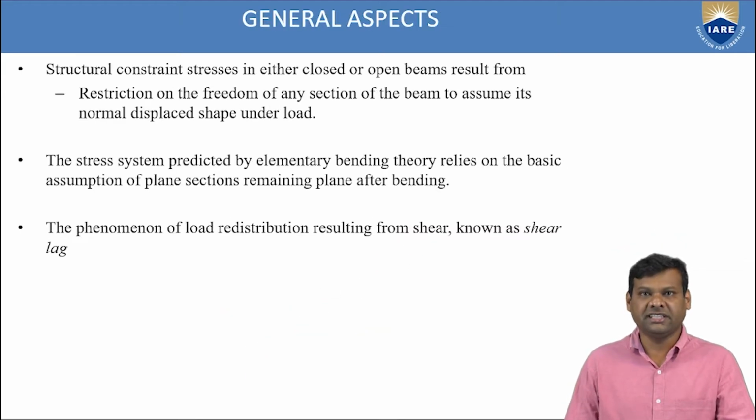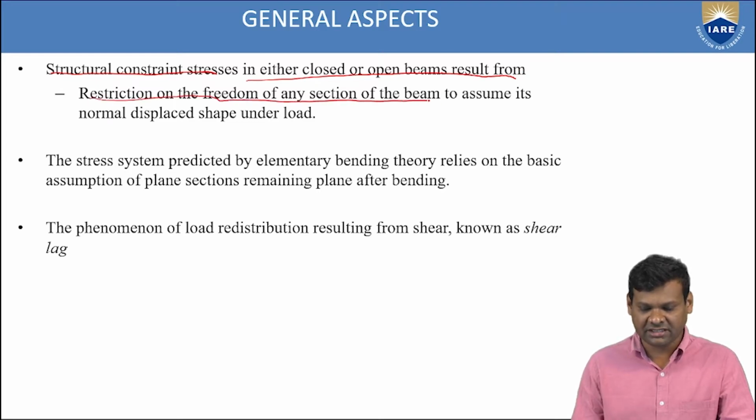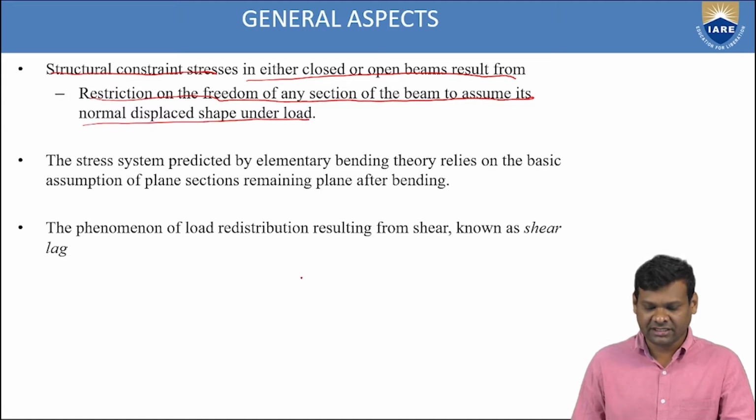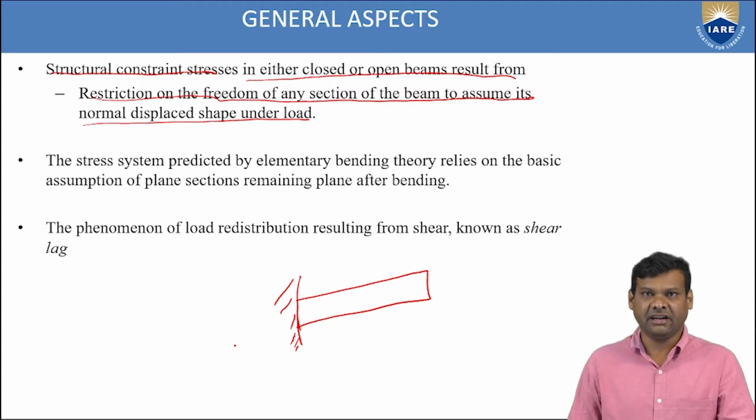Now let us look into the general aspects of closed section beams under restraint warping. The structural constraints: stresses in either closed or open section beams result from restriction on the degree of freedom of any section of the beam to assume its normal displacement shape under loading. For example, if you look at a cantilever beam like this, when you restrain one degree of freedom, either by a built-in edge or otherwise, a stress system is developed within it.